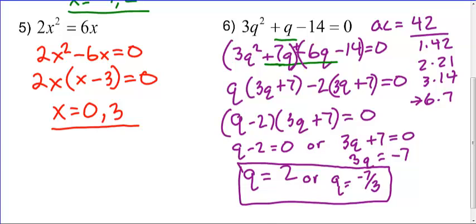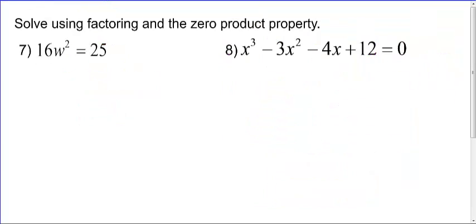You'll probably notice we're getting two solutions pretty regularly as we solve by factoring. That's not unexpected, since we are dealing with quadratics, typically a second degree function. We have three options, I guess: 0, 1, or 2. A lot of the ones we're solving, we're going to get 2. That's just the way it usually works. All right, we have 2 left.